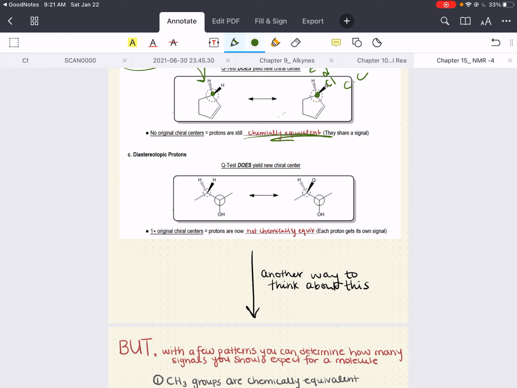So let's look at this example right here. We were trying to figure out, are these 2 hydrogens chemically equivalent or not? We're going to do our Q test. We're going to replace one of the hydrogens with chlorine. Did we form a new chiral center? Yes, we did. But guess what? There's another chiral center right here. If you form a new chiral center from your Q test and there's another chiral center somewhere else in your molecule, then the hydrogens you're looking at are diastereotopic. They're not chemically equivalent. That means each hydrogen gives its own signal on the NMR. This gives one signal, and this gives one signal.